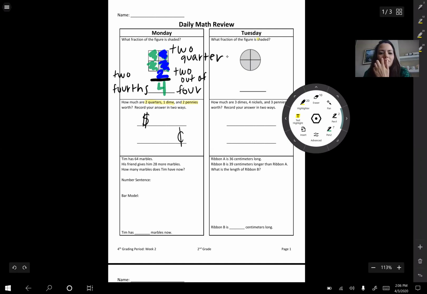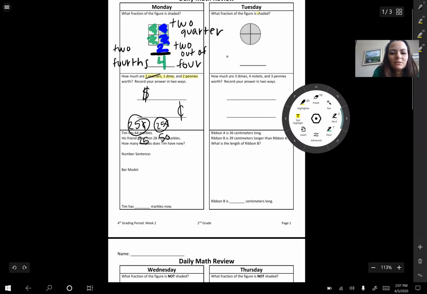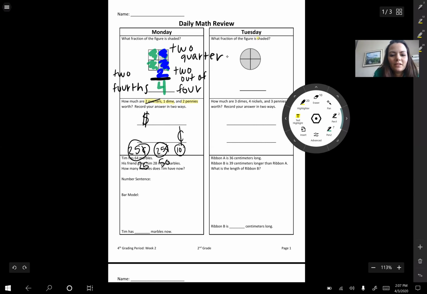First, let's figure out how much 2 quarters is. So quarters is going to be the biggest coin and it's 25 cents. So if I count by 25s, I'm going to have 25. And then if we do one more 25, we will get 50, 25, 50. And we did our quarters. 1 dime. Let's draw 1 dime, 10 cents. And if I've got 50 plus 10, now I have 60.